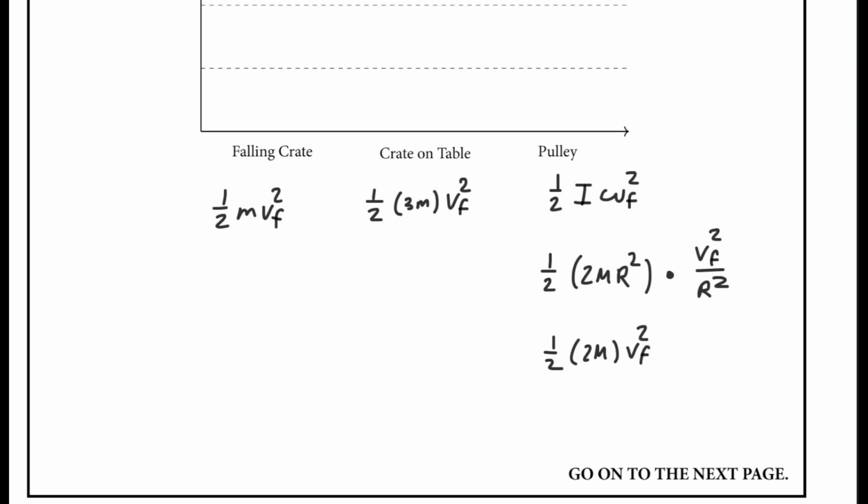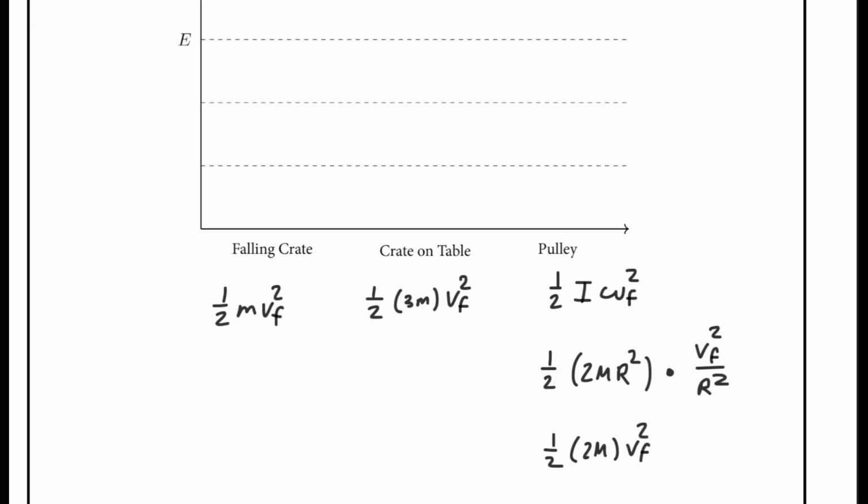So ignoring the 1/2s, because that's the same everywhere, I effectively have an mv squared over here, a 3mv squared over here, and a 2mv squared over here. So we can actually see it's going to split into sixths, where we have 1/6, 3/6, and 2/6, respectively.